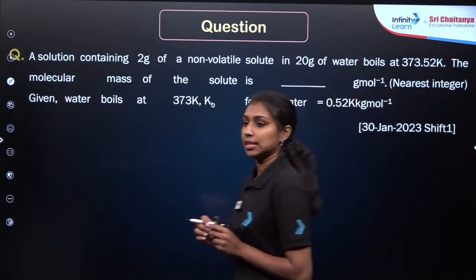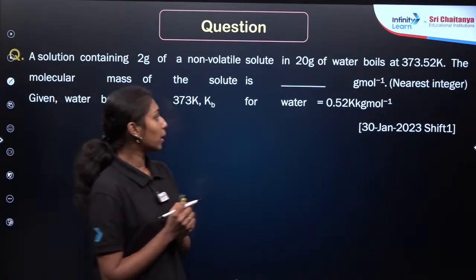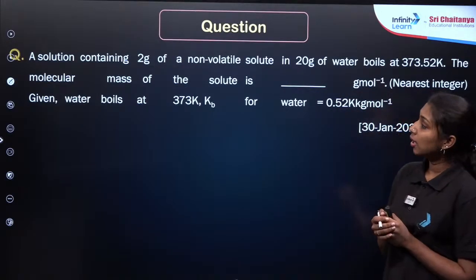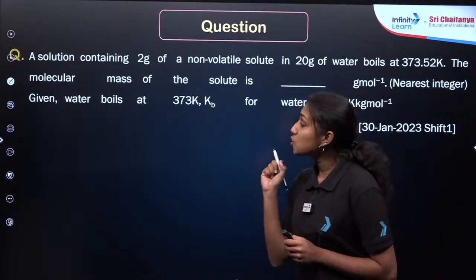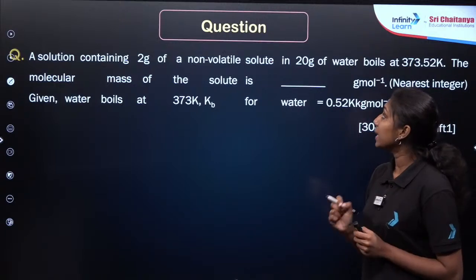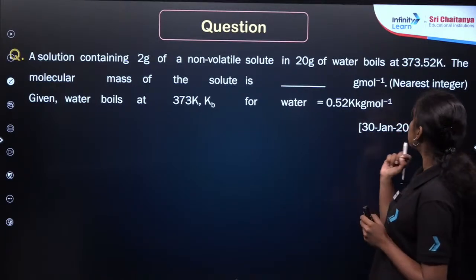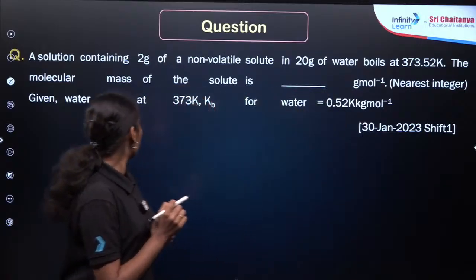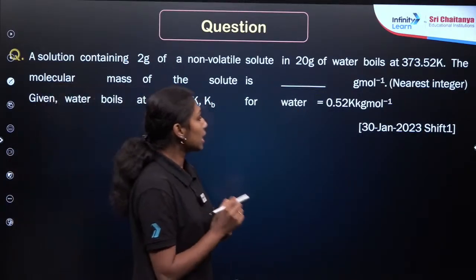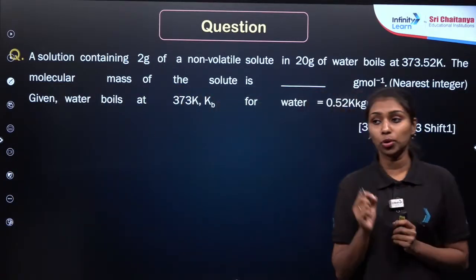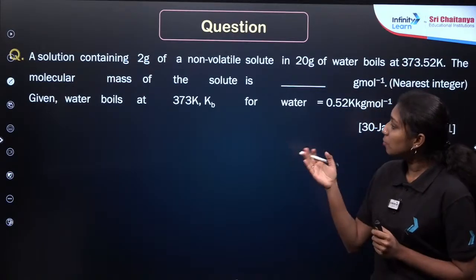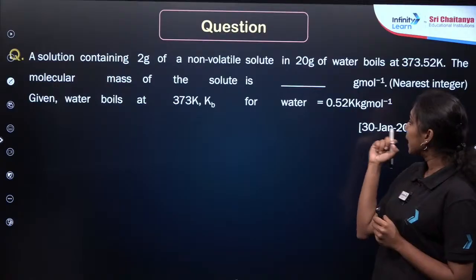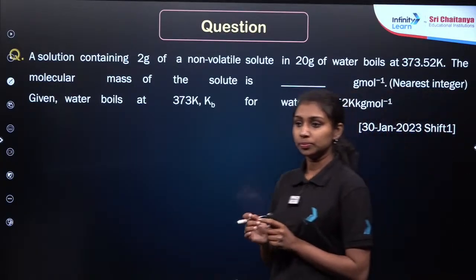Okay, this is a numerical question. There will not be any options given here. You need to calculate here. So, a solution containing 2 gram of a non-volatile solute in 20 gram of water boils at 373.52 Kelvin. The molecular mass of the solute is dash gram per mole, and it is given that water will be boiled at 373 Kelvin and Kb is given as 0.52 Kelvin kilogram per mole.